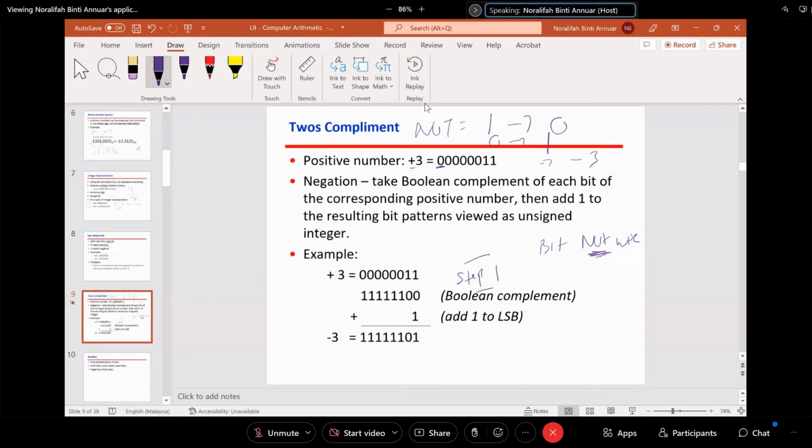What is the second step? The second step is to add 1 bit to the least significant bit. This is step number 2. The least significant bit is on your right. So you add 1 to the least significant bit. This is the most significant bit. So you do the adding operation.